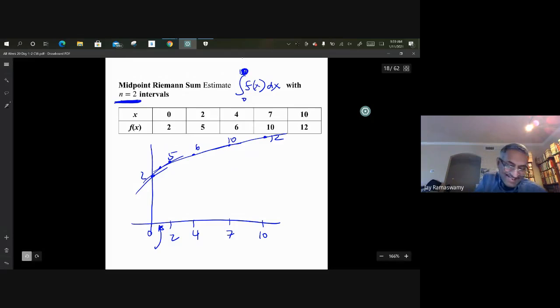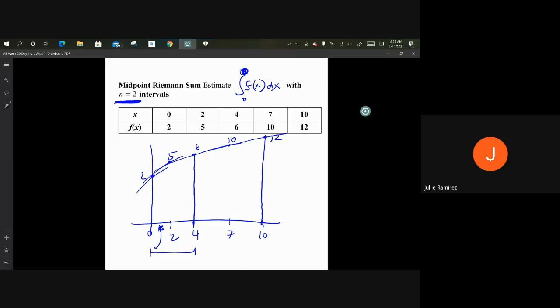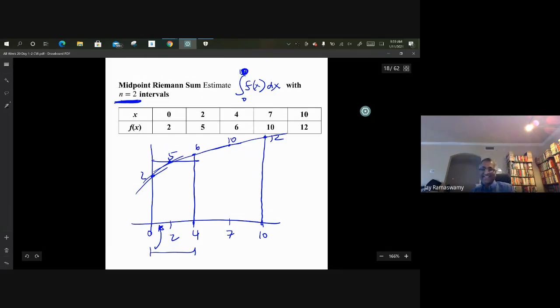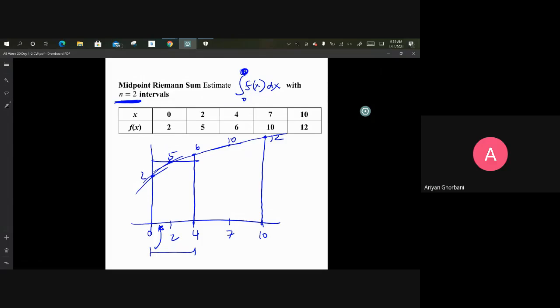On the other hand, what if I made only 2 rectangles this way? Look at the board. I make rectangle 1 and then rectangle 2. Okay, I'm going to blow your mind. What's the midpoint of 0 and 4? 2. And I go to 5 and draw my rectangle. Do you see it fixes the problem?